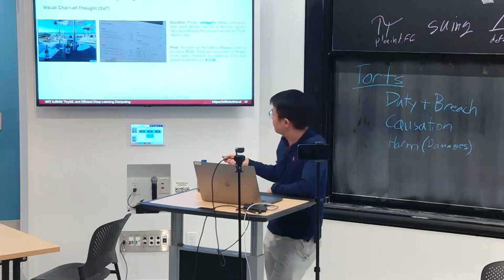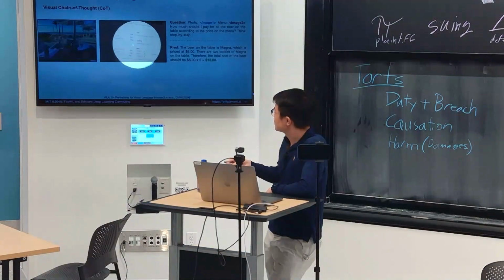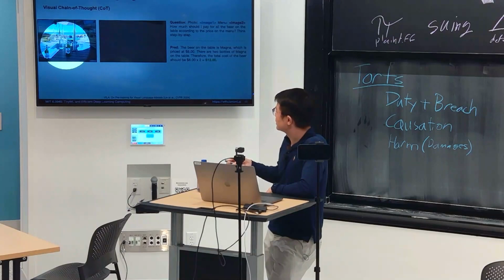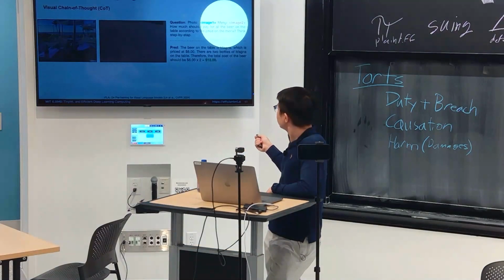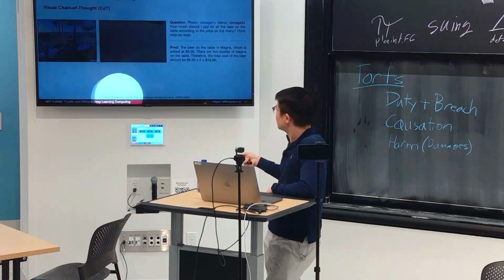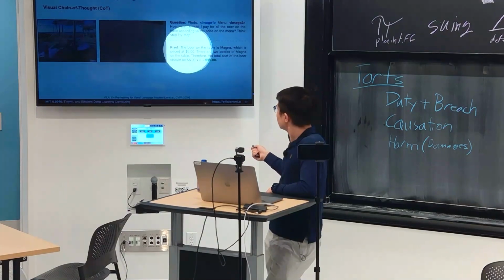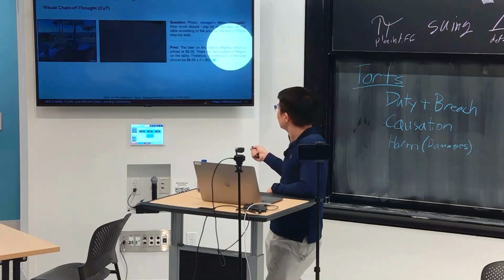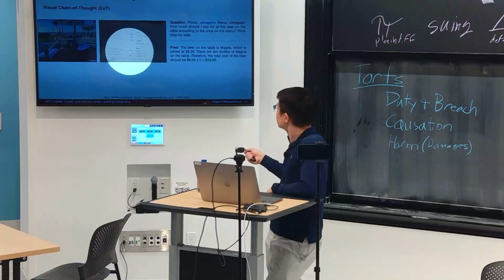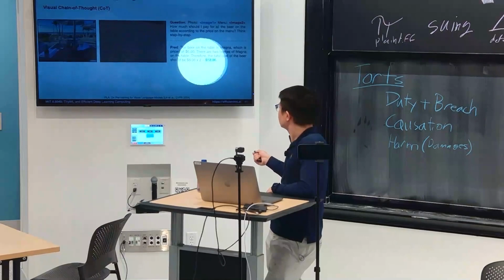So there are two images. One is the menu, and this is the two beers on the table. The question is, we have two photos in the menu. How much should I pay for all the beer on the table according to the price on the menu? Think step by step. And this VILA model says the beer on the table is Magna. So it first recognized by OCR, this is Magna, which is priced at $6. So here it says Magna is 6. So it can recognize, associate them together, which is quite interesting.